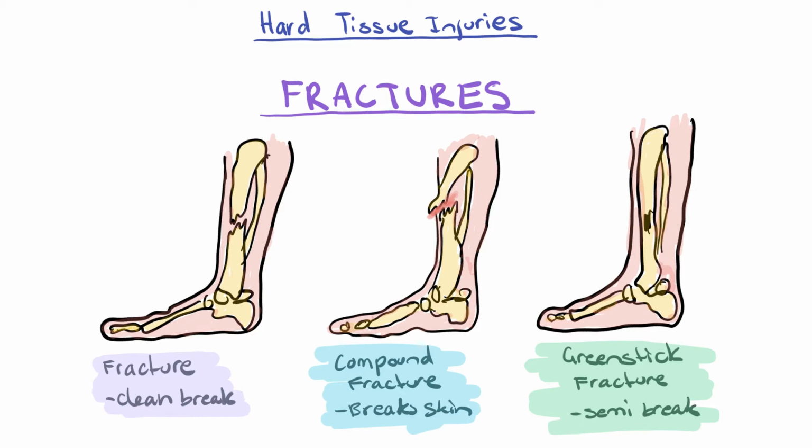And finally, the third type of fracture, which is quite common amongst young athletes, is a greenstick fracture. Or there might be a hairline fracture, and this is just like a semi-break. So just a little crack in the bone. It hasn't gone all the way through, or it hasn't actually pierced the skin.